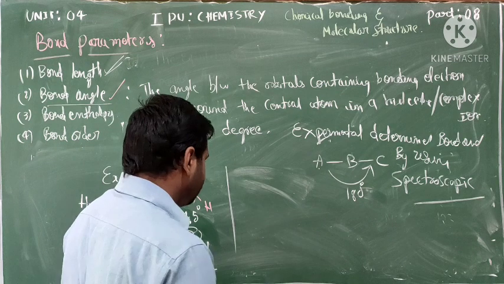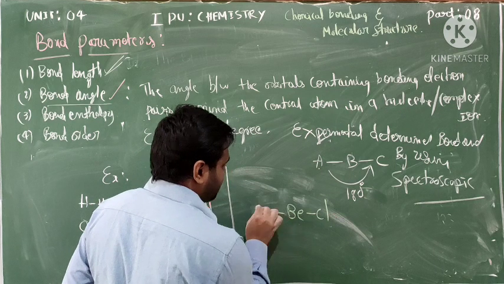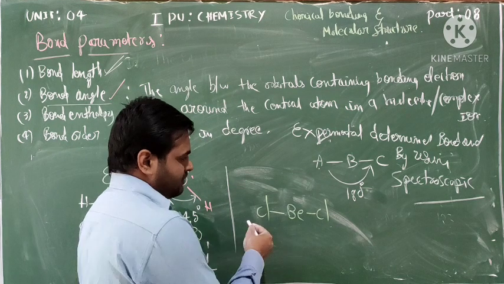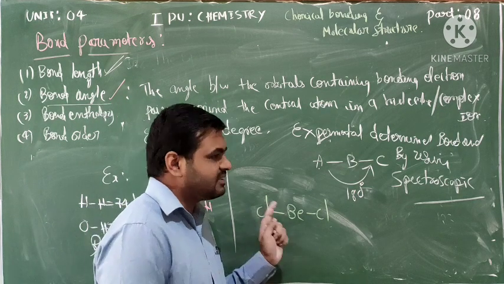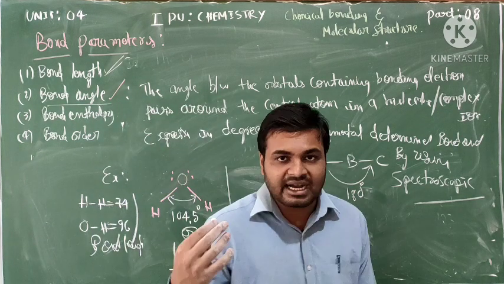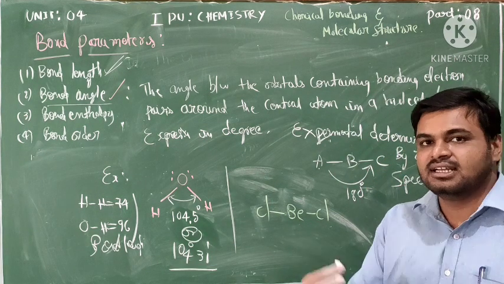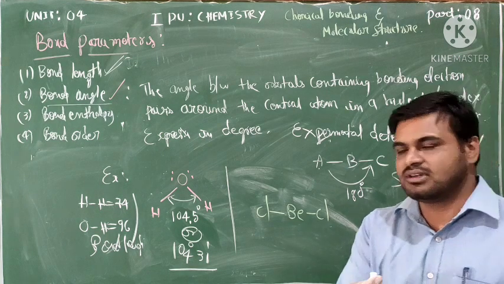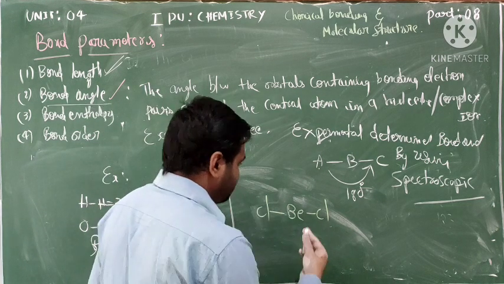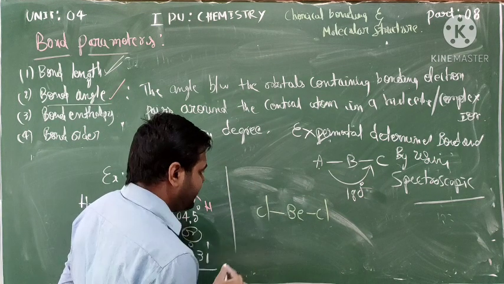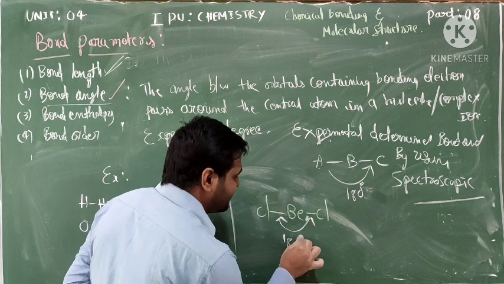Okay, so one more example. We just consider beryllium chloride, Cl-Be-Cl. This looks like a linear structure. Why is it linear? This involves hybridization. In the next classes we will discuss hybridization and bond order, and then you will know the type of structure and type of hybridization, everything. So the angle is linear, the angle is 180 degrees.